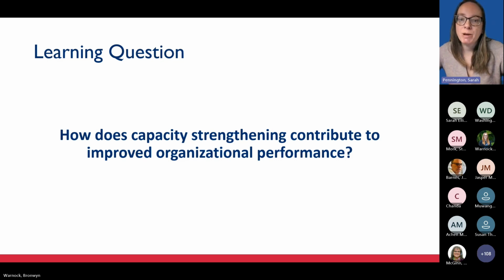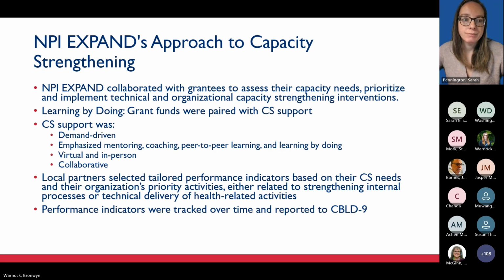So before I share the perspectives of the partners and some subject matter experts we interviewed on the impact of capacity strengthening support, allow me to provide an overview of what capacity strengthening looked like within the NPI EXPAND project. A key focus for NPI EXPAND was capacity strengthening of organizations operating in health service delivery. NPI EXPAND issued subawards to local organizations to support both their organizational and technical capacity development, with the ultimate goal of increasing the availability and use of quality health services.